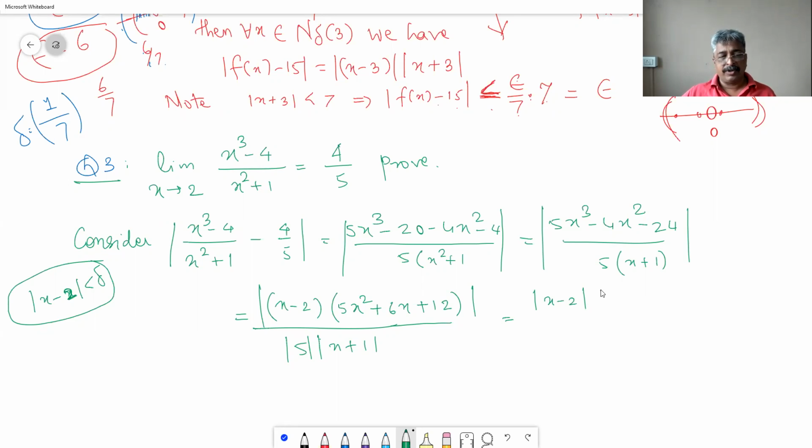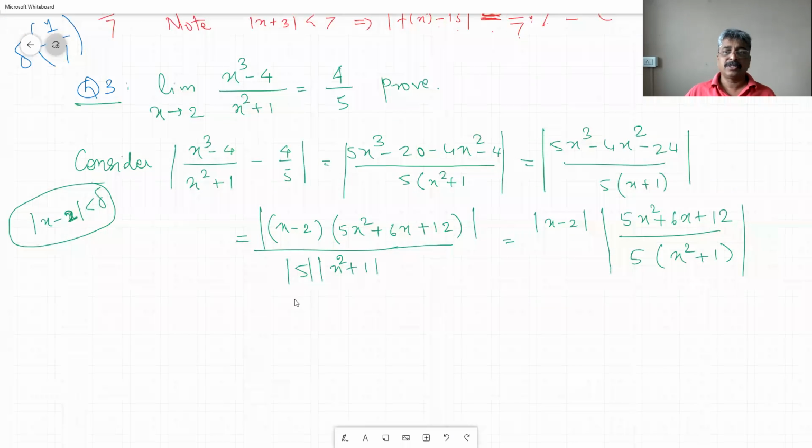And along with that, we have a function, the ratio (5x square plus 6x plus 12) divided by 5 times (x square plus 1). And now we are supposed to estimate this, because we cannot afford to have this as a function of x. We need a very, very safe number here.